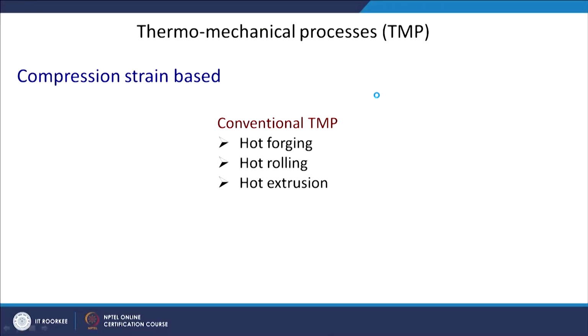So, now just to look at what the different thermomechanical processes are. I have divided these thermomechanical processes in two categories. One is what we call conventional thermomechanical processing, which is based on compressive strains. That means, when you want to deform the material or impose the strain or change the cross sectional area, you are doing it under compression. For example, conventional processing like forging, rolling and extrusion comes in this category.